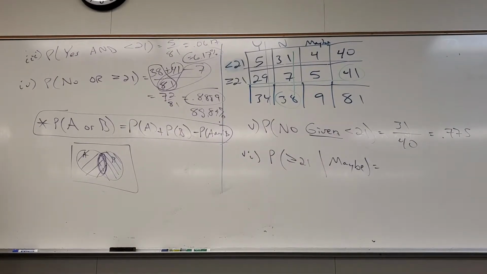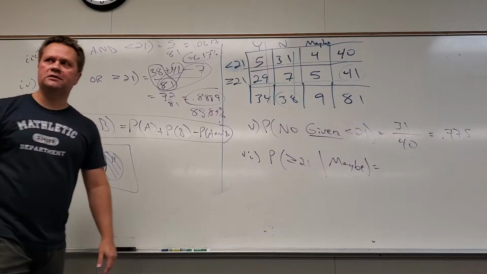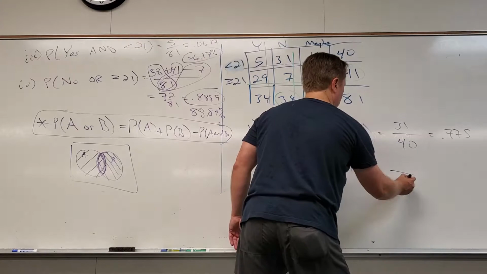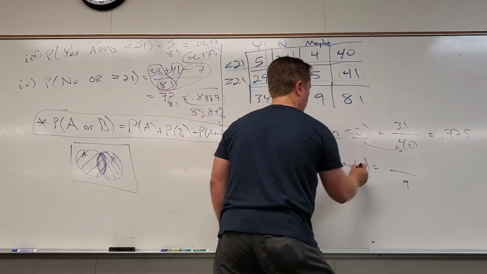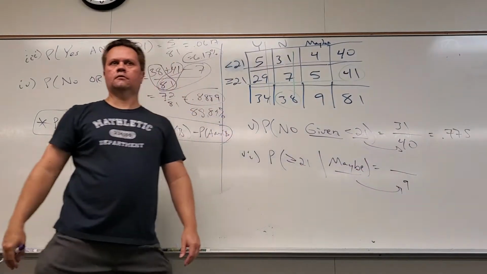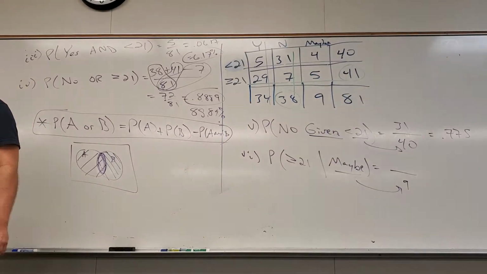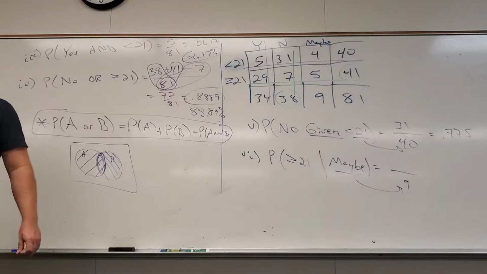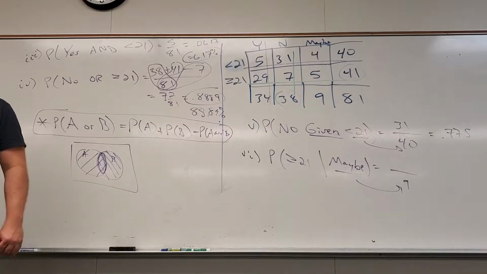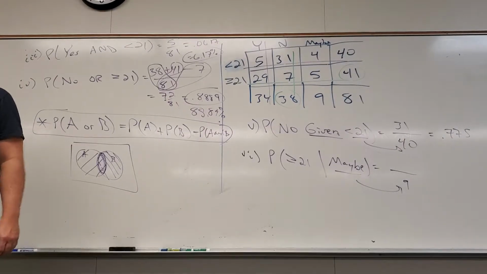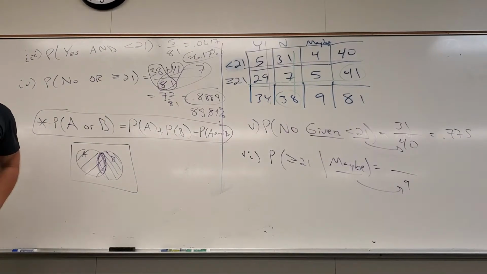So what goes on the bottom? 9. So what always seems to go on the bottom? Whatever's here, right? For a given, what goes on the bottom? The number associated with what was given. Kind of makes sense. Why? Because I know that's what happened. So what goes on the top now?